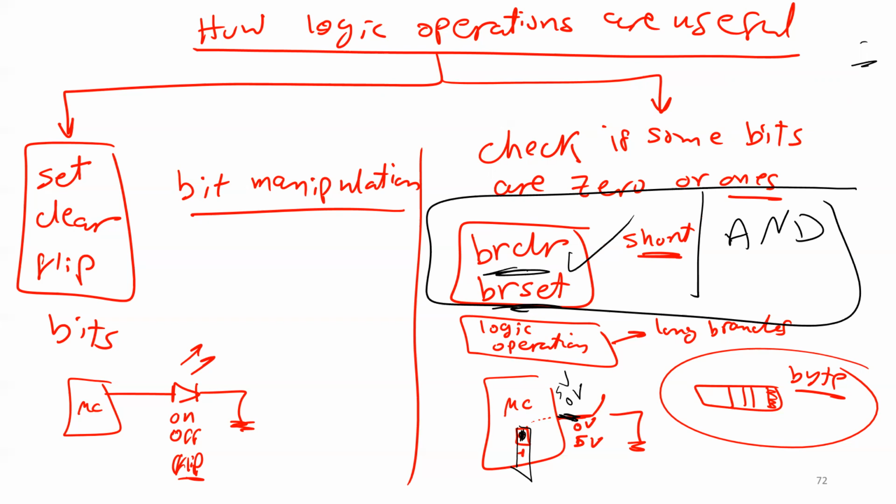The problem is this one: it's a short branch. If that's okay for you, just use it. But I'm going to explain another approach using logic AND to do the same thing. The good thing about logic AND is that you can make the branch long, because this one is always short. You got what I'm saying?